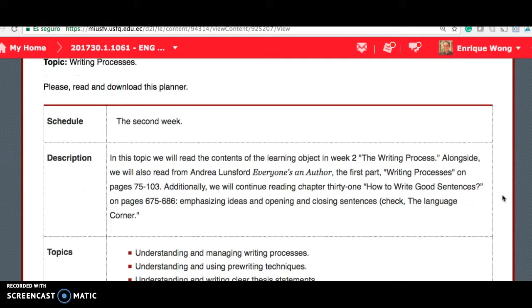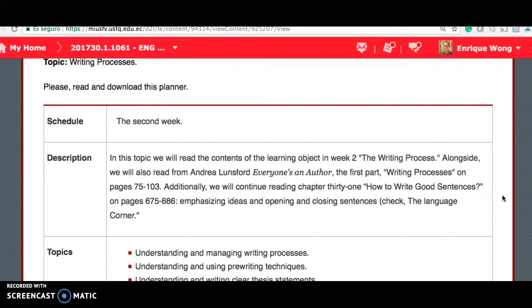In the second week, we continue with Andrew Lansford's material from Everyone's an Author, and now you're reading all the information pertaining the writing process. This is on pages 75 through 103. Additionally, you got to continue studying the sentence patterns and emphasizing ideas and opening and closing sentences in the language corner.